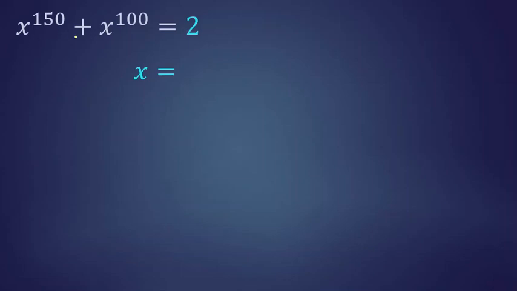x to the power of 150 plus x to the power of 100. Want to find x, what? Let's pay attention to the powers, 150 and 100. Both of them are multiples of what? Multiples of 50. You can say the first one is x to the power of 50 times 3, plus x to the power of 50 times 2.